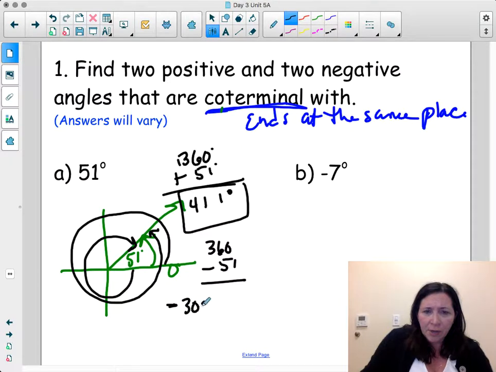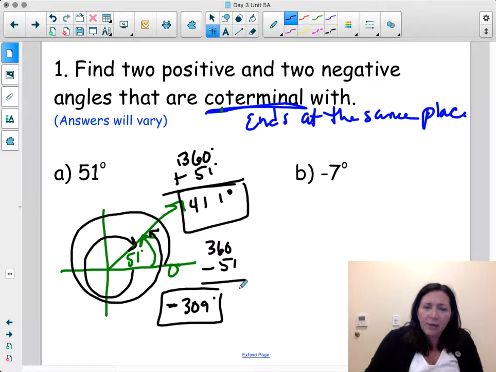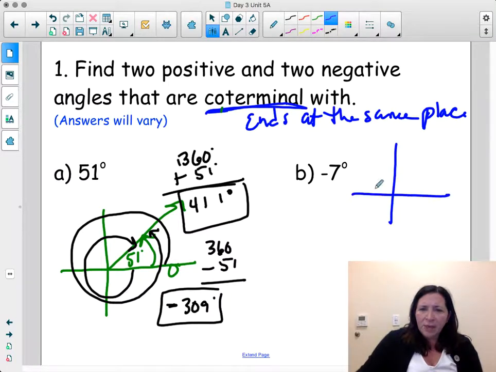309. So 309 degrees. So that's my negative value. For this one right here, same thing. I'm starting at negative 7 degrees, so that's down this way. So this value is negative 7. I want to get there.